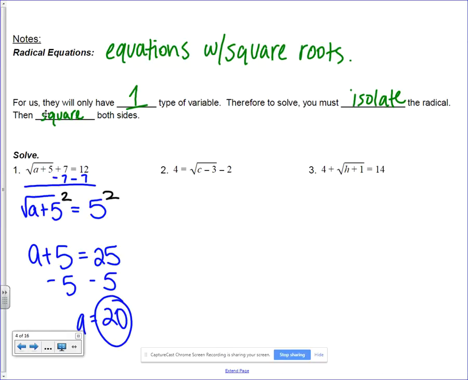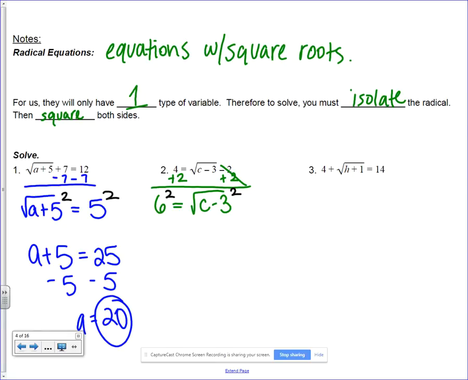Number 2. What do I need to get rid of? How? What's the new equation? Everybody following those two gentlemen? Okay. Anything else outside of the radical that I need to get rid of? No, everything else is left underneath there, isn't it? So now how do I get rid of the radical? You're going to square both sides.